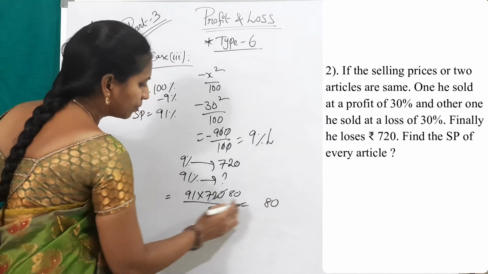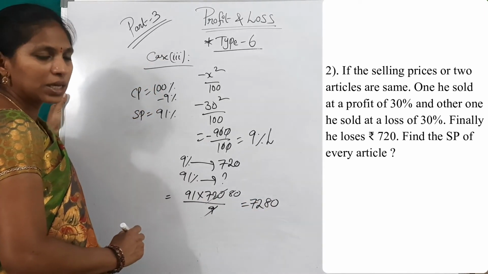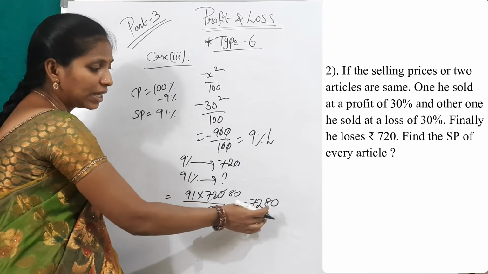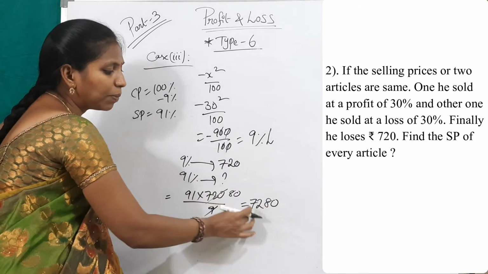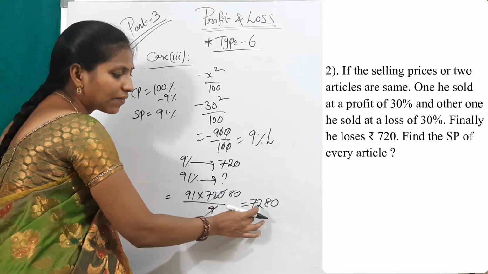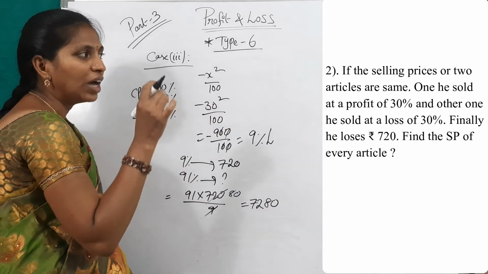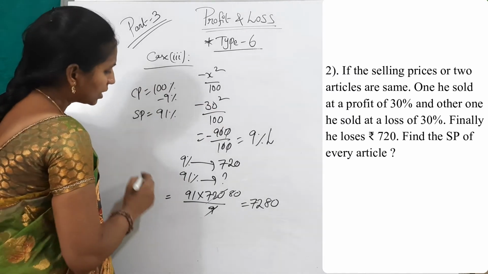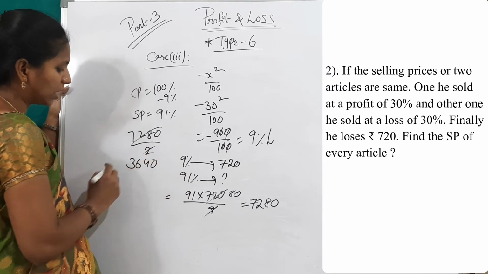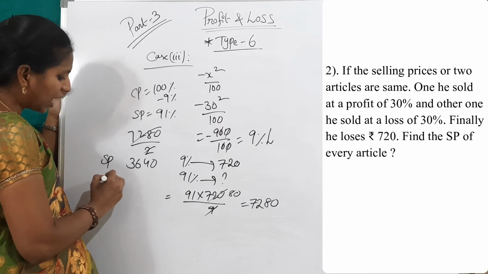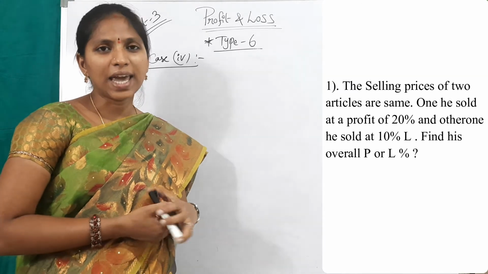0 and 8. 8 9s are 72. 7280. 7280 is the value for 2 articles. Okay, the selling price of 2 articles is 7280. But here we should find out the selling price of every article, so 7280 by 2, then 3640. The selling price of each article is 3640 rupees.